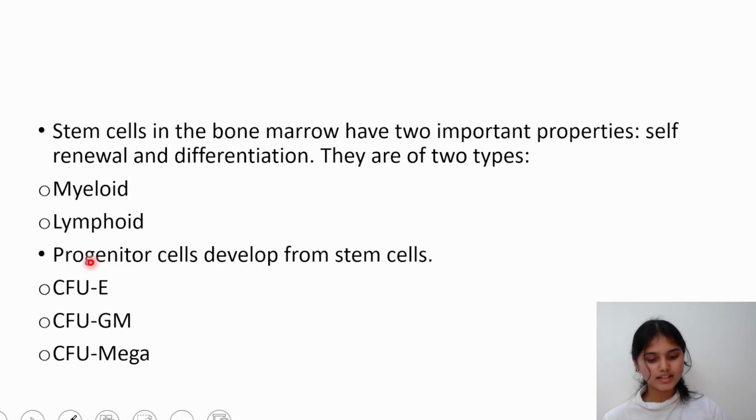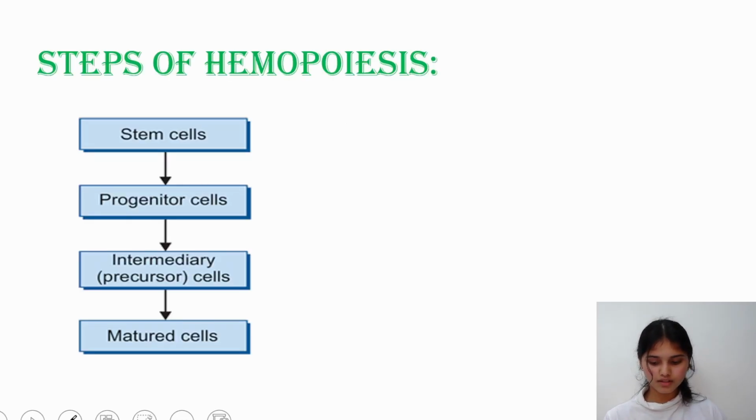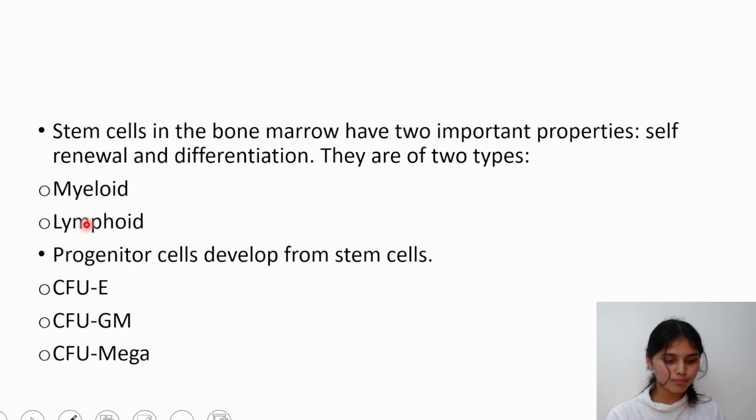Now the progenitor cells develop from the stem cells, as you already know. What are they? If stem cells are myeloid and lymphoid, the progenitor cells are CFU-E, where E is eosinophil, and CFU-MEGA, where MEGA is megakaryocytes. What is CFU? Colony forming units. So these are colony forming units for eosinophils and megakaryocytes. You will learn all of this in detail. Do not worry much, just know that if you see CFUs anywhere, it is related to your progenitor cells.